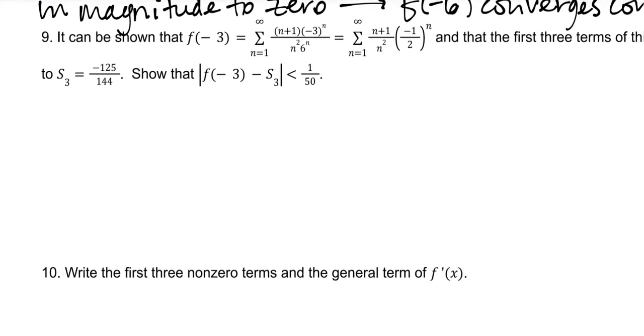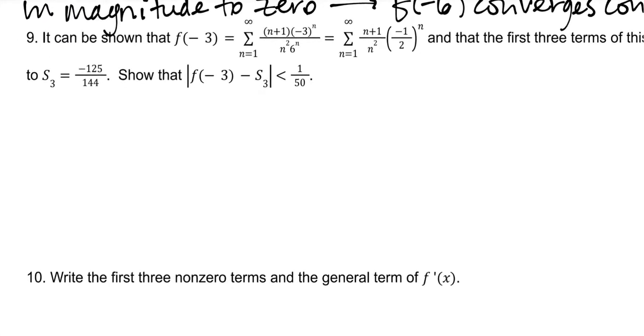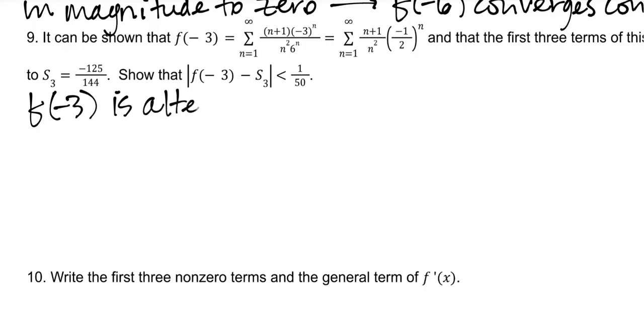And I have not considered f of negative 3 yet. This is another series that's alternating because of the negative 1/2 to the n, and it's certainly growing faster in the denominator than in the numerator, so it's going to converge. So I'm going to start there before I use the alternating series error bound. So f of negative 3 is alternating. The magnitude of the terms is decreasing.